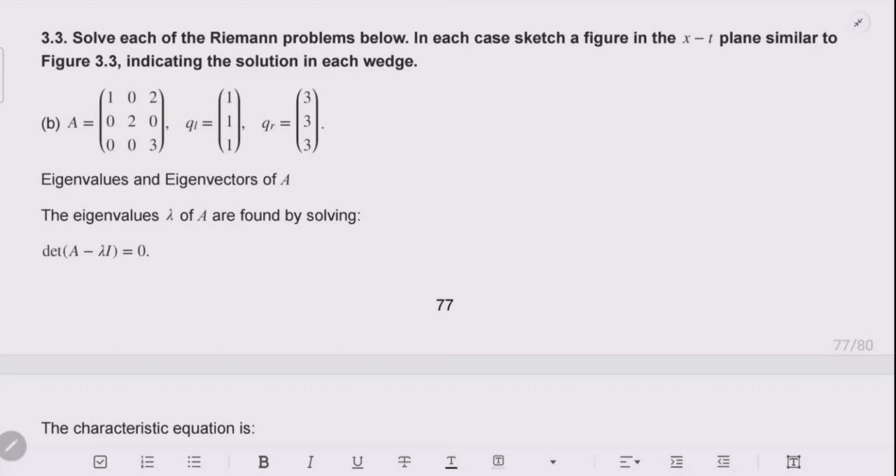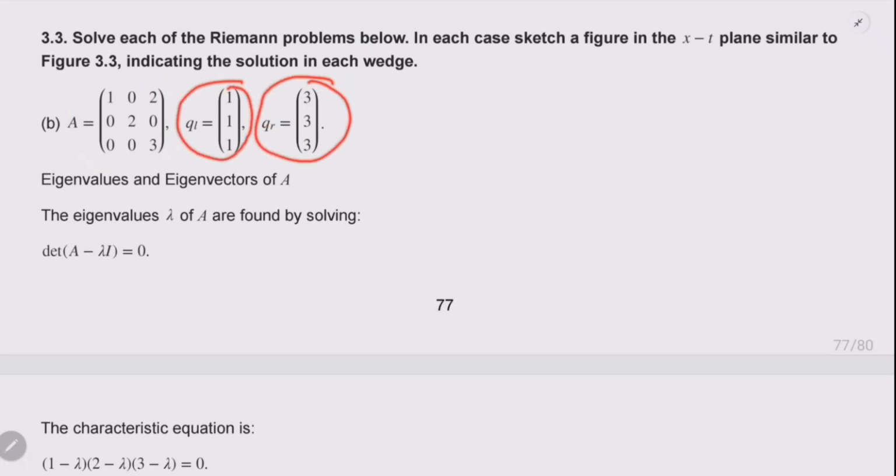In this video, we solve exercise 3.3. This is a bit different. There are two questions in fact, but I am going to solve only part B. This question says that if we have a matrix A, and there is a left state and a right state, find a solution and then sketch the figure in the xt plane.